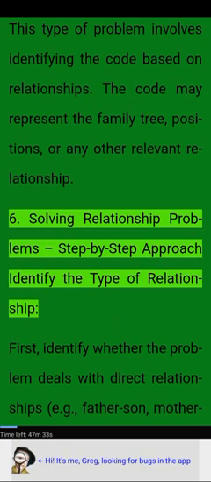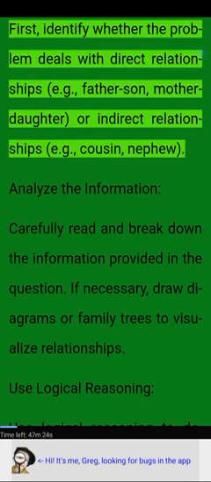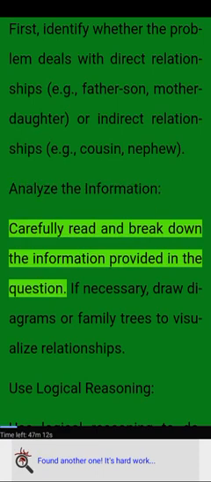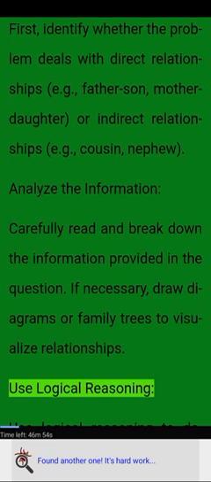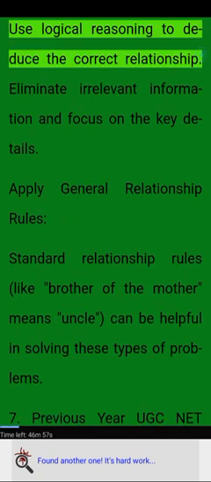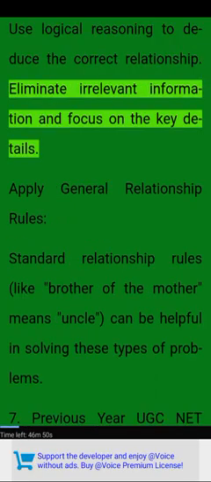6. Solving relationship problems. Step-by-step approach. Identify the type of relationship. First, identify whether the problem deals with direct relationships, e.g., father-son, mother-daughter, or indirect relationships, e.g., cousin-nephew. Analyze the information. Carefully read and break down the information provided in the question. If necessary, draw diagrams or family trees to visualize relationships. Use logical reasoning to deduce the correct relationship. Eliminate irrelevant information and focus on the key details.